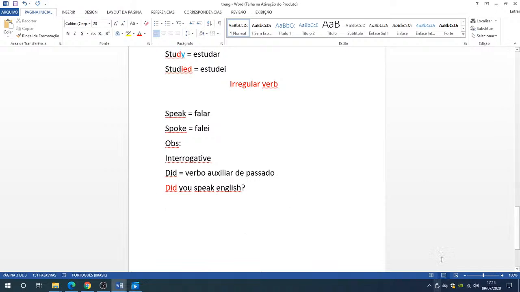Tá? Outra observação, muito importante, quando fazemos frases negativas. O que acontece? O verbo voltou de novo para o presente, porque o didn't não é nada mais, nada menos do que o did negado. Ainda assim é did.